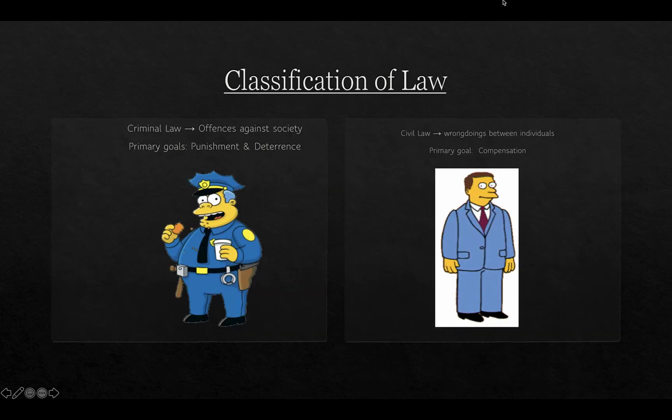There are two types of law. There's criminal law and civil law. So criminal law is concerned with offences against society, and the primary goals of criminal law are to punish and deter. Civil law are wrongdoings between individuals, and in this case companies are also treated under civil law, and the primary goal here is to bring about compensation for those crimes.